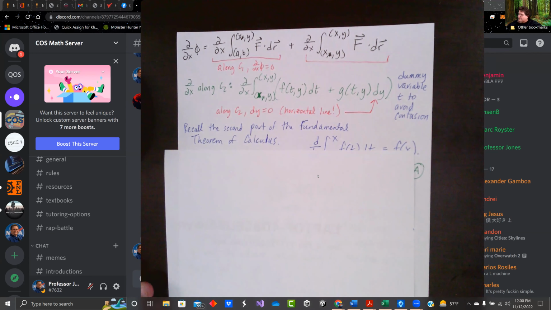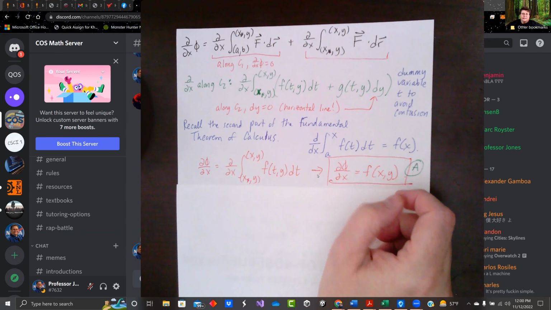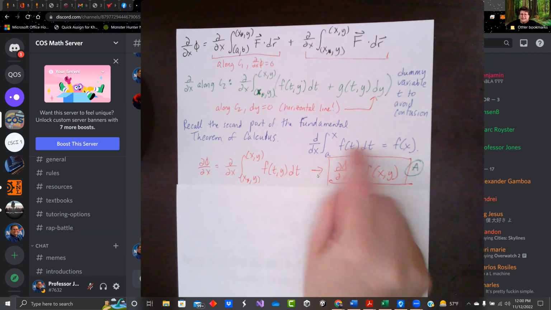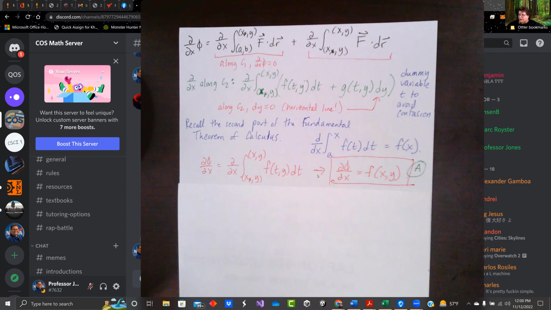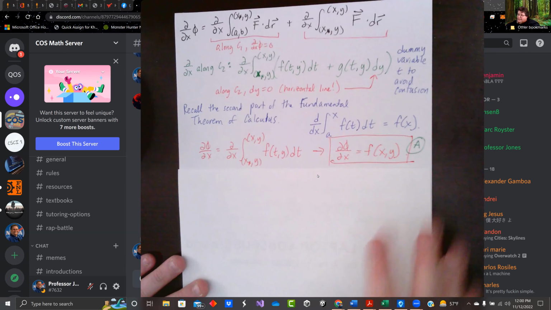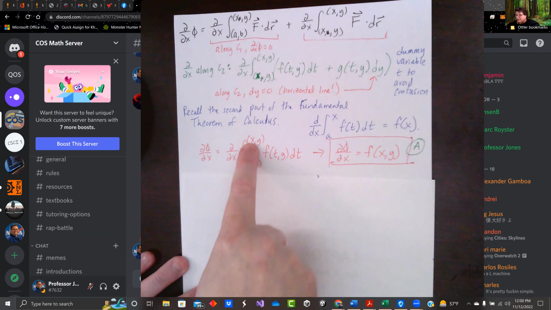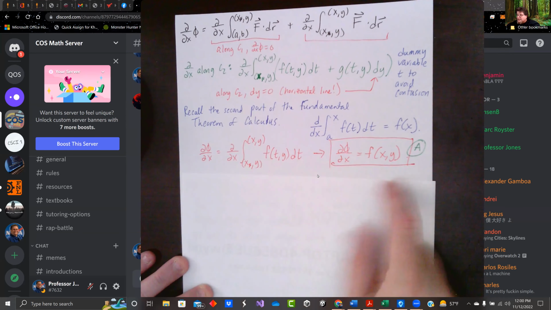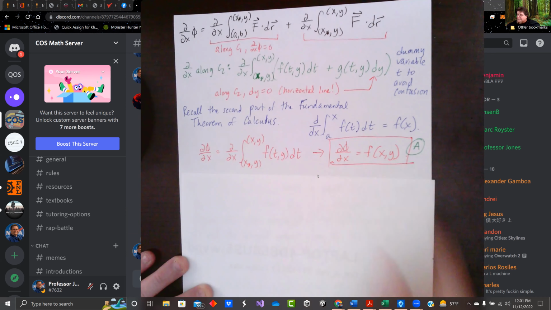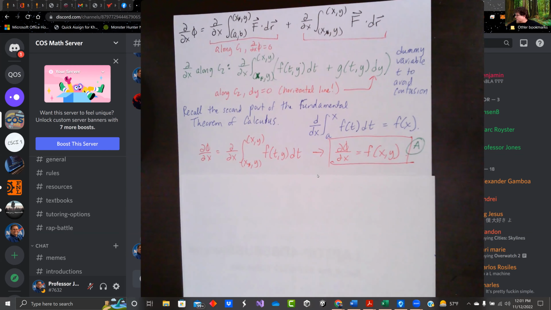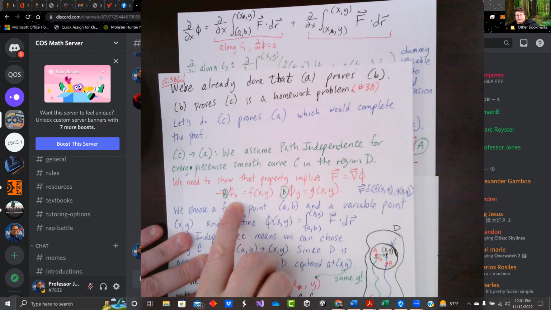Recall from the second part of the fundamental theorem of calculus, this is way back in Calc 1, when we do d/dx of some function of t dt going from a to x, where the lower limit is a constant, we just get f of x. We're going to do the same thing here. Dv dx is d/dx with a constant down here and the variable x up here of f of t, y dt. Replacing t with x, dv dx equals f of x, y. That's something we wanted to prove. Dv dx was f of x, y.